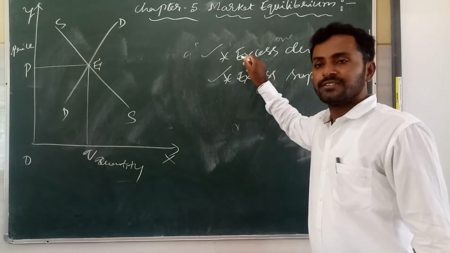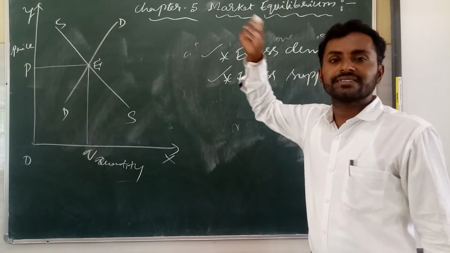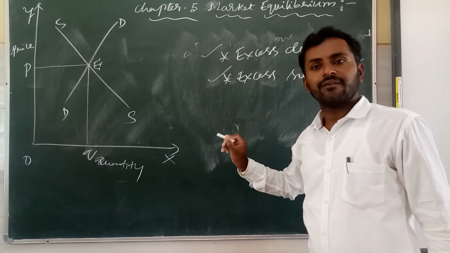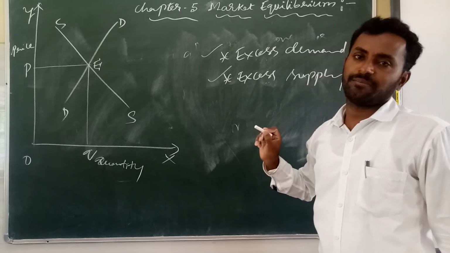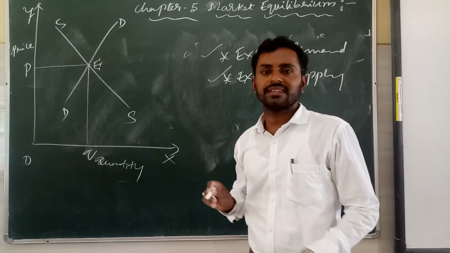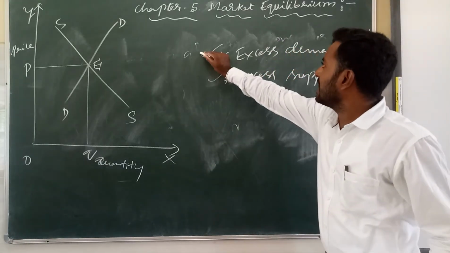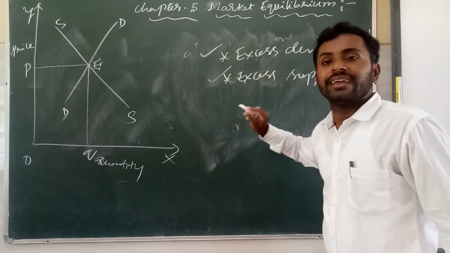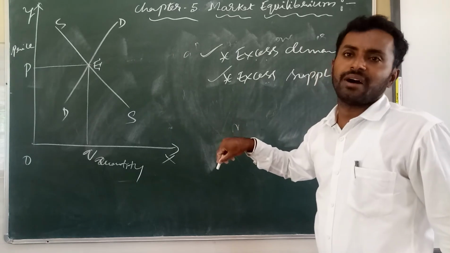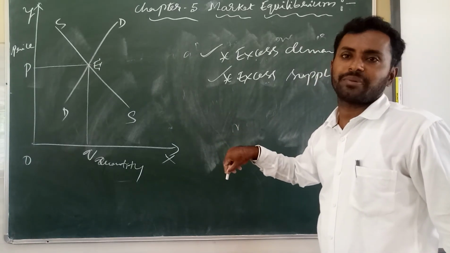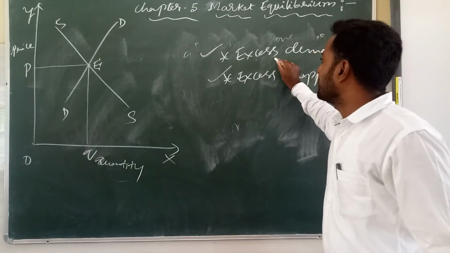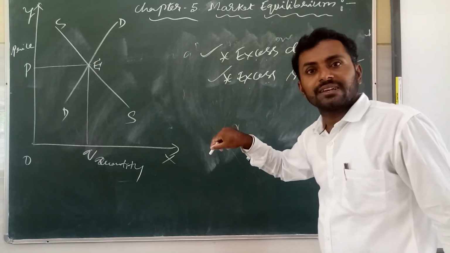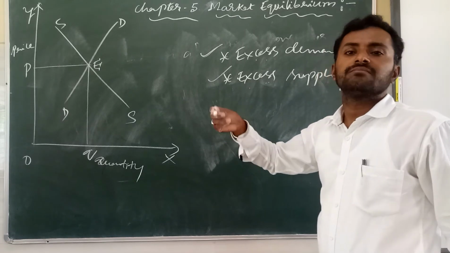Excess demand and excess supply, what do they mean? Excess demand means market demand is more than market supply. At that price there is excess demand. Excess supply means market supply is more than market demand.